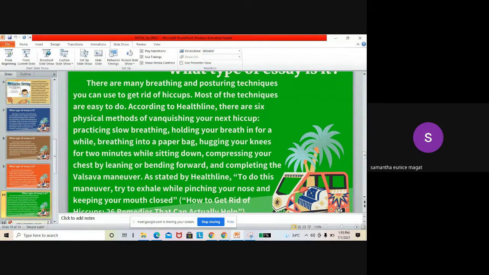breathing and posturing techniques you can use to get rid of makeup. Most of the techniques Hiccups. are easy to do according to Healthline. There are physical methods of when cautioning your up. Practicing slow breathing, holding your breath in for a while, breathing into a paper bag, having your knees for 2 minutes while sitting down, pressing your chest barely in your bending forward, and completing the Vosov maneuver as started by Healthline. To do is maneuver, try to exhale while pinching your nose and keeping your mouth closed.